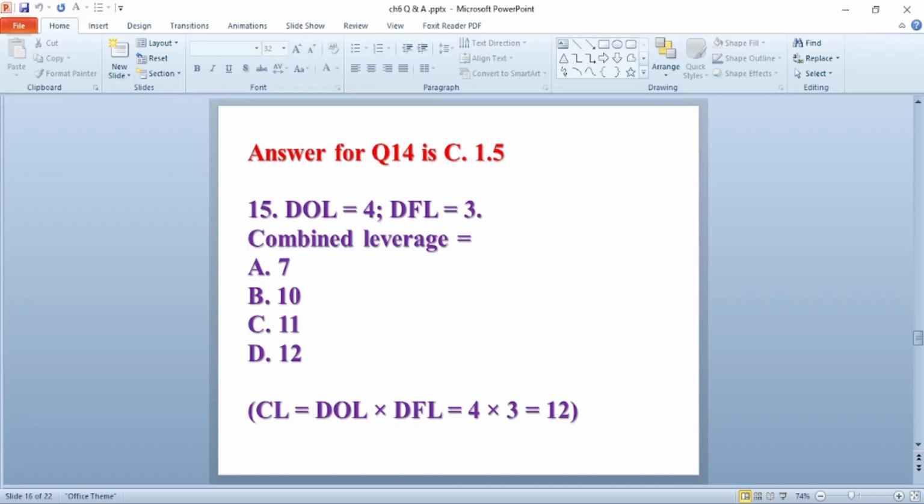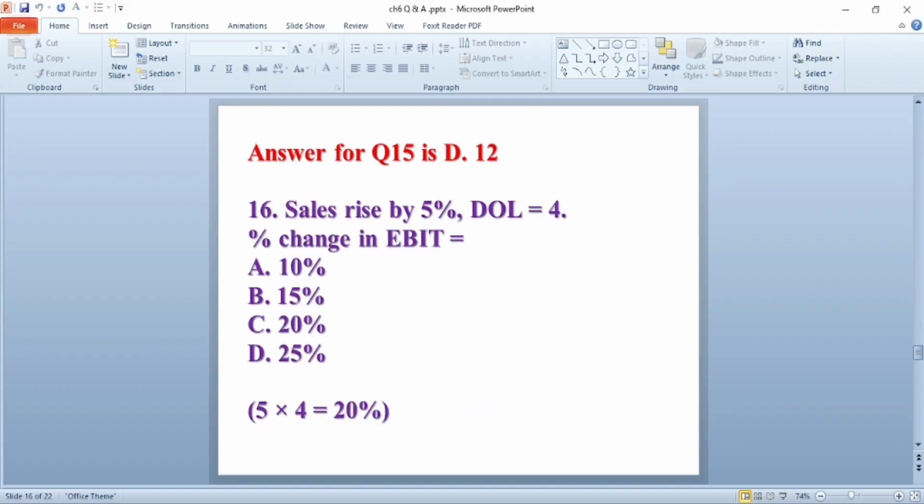Question number 15. DOL is equal to 4, DFL is equal to 3, the combined leverage CL is equal to DOL times DFL, which is equal to 4 times 3, 12. The answer is D. If sales rise by 5%, DOL is equal to 4.